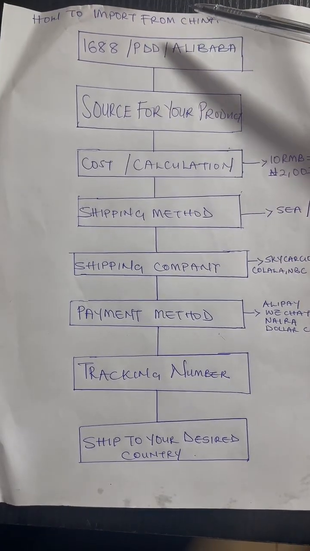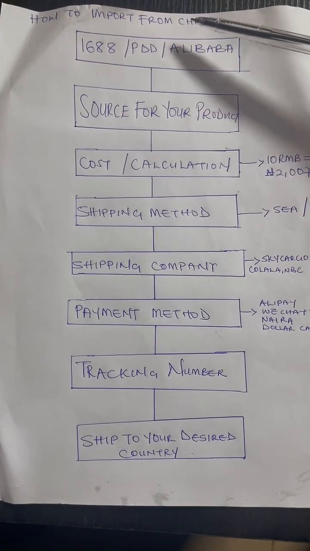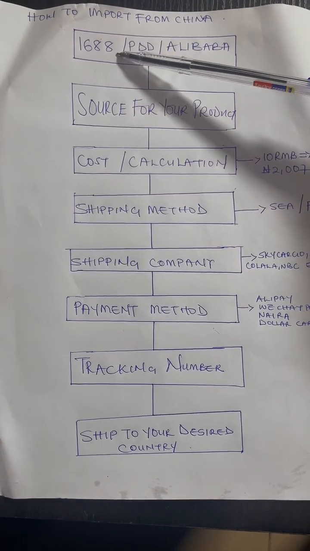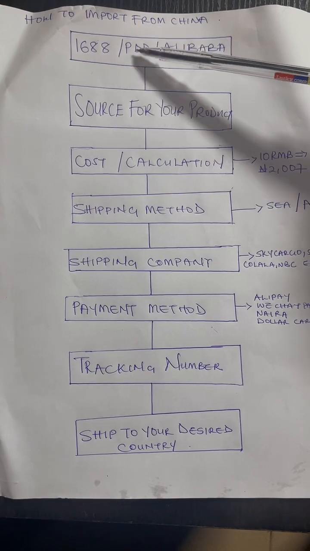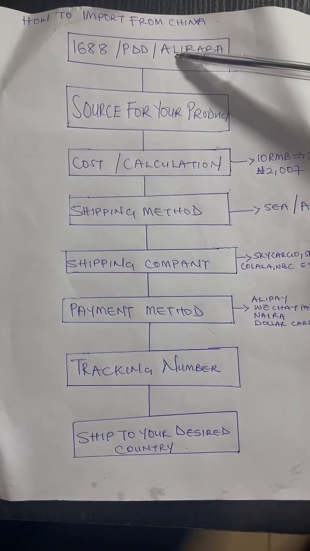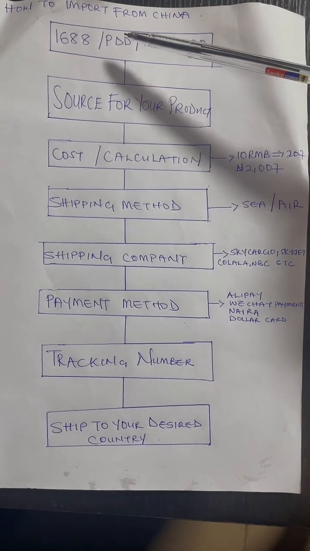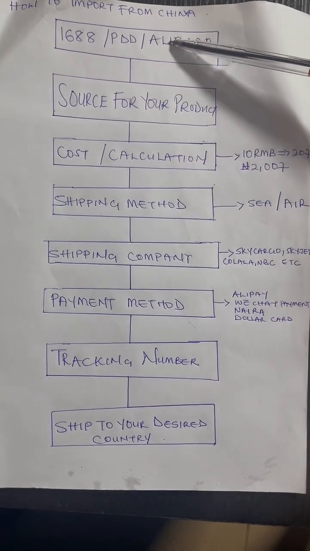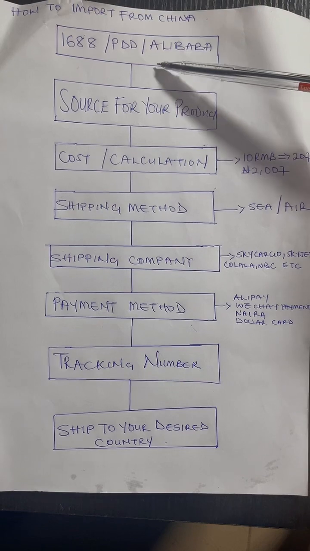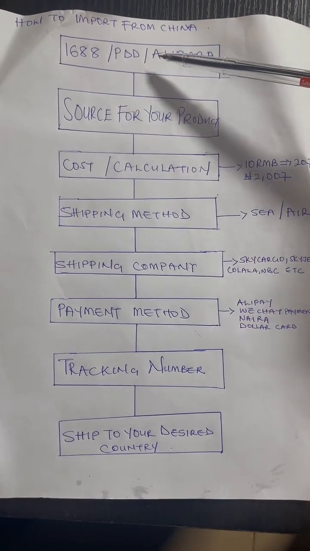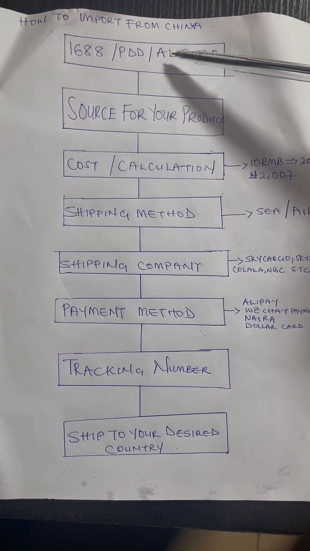How to import from China. Note that you can import from China from these three apps: 1688, PDD, and Alibaba. Although there are more apps, for the sake of this teaching, I'm just going to be talking about these three different apps. Now, the first thing you want to do is to download the particular app you want to use.